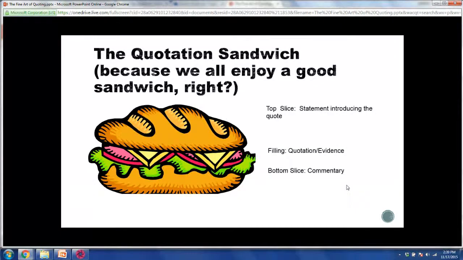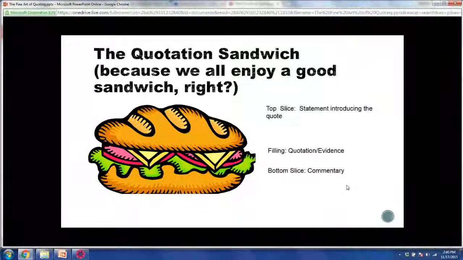So here's the quotation sandwich, because we all really like a good sandwich. I just had one for lunch today, and it was good. And nothing satisfies me more when grading papers than to have a really, really delicious quote sandwich. The top slice is your statement introducing the quote. Your filling is the actual quotation or the evidence itself, and the bottom slice is the commentary that explains your thinking.